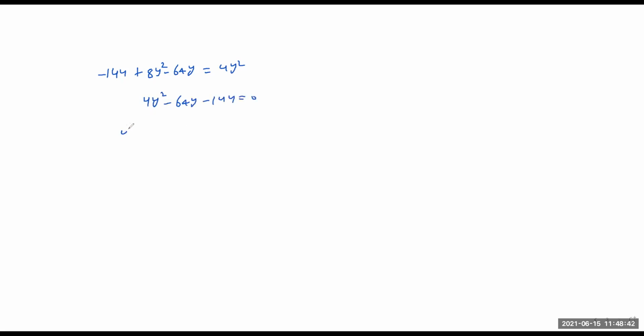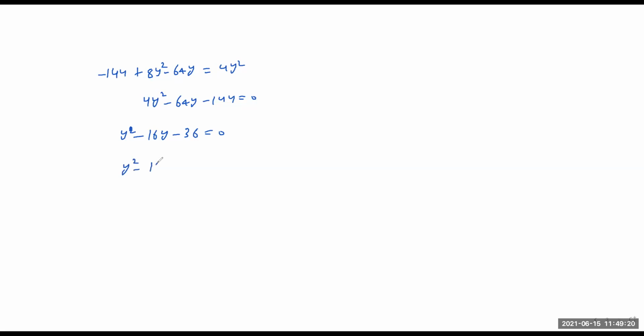And probably we can take 4 as common. So y square minus 16y minus. Okay. So what we can write, 16. Okay. 36. 9. Nothing will come. Sir, 18 to and 18. Yeah, 18. That's right. So I think we are going to get the answer which we are looking for.